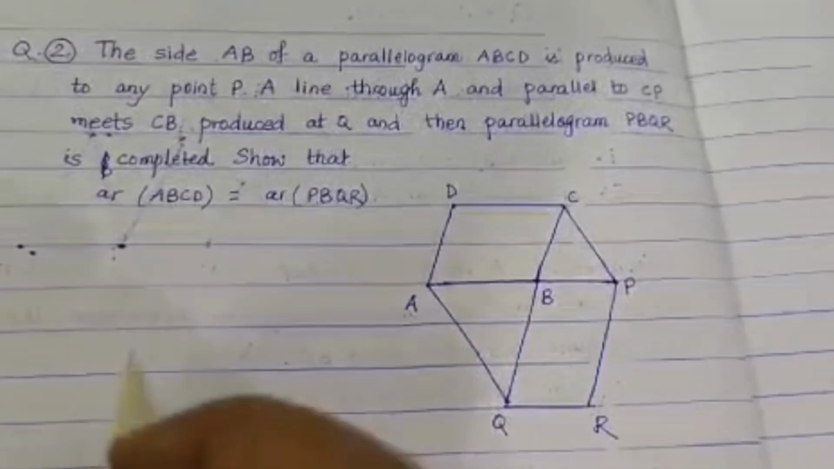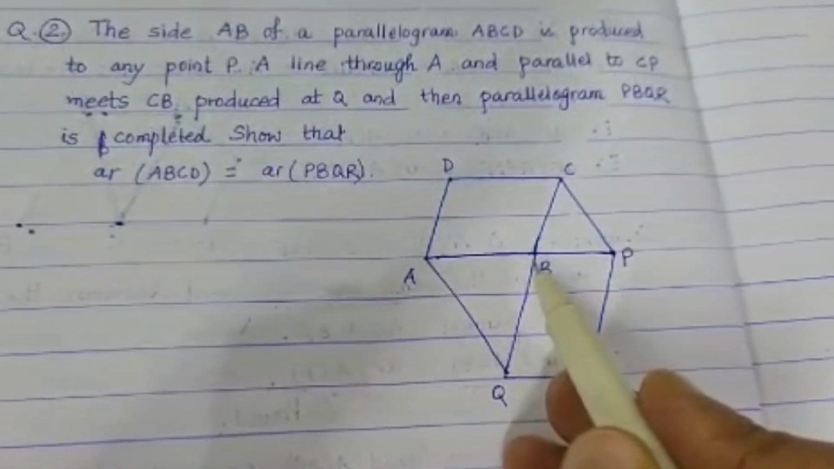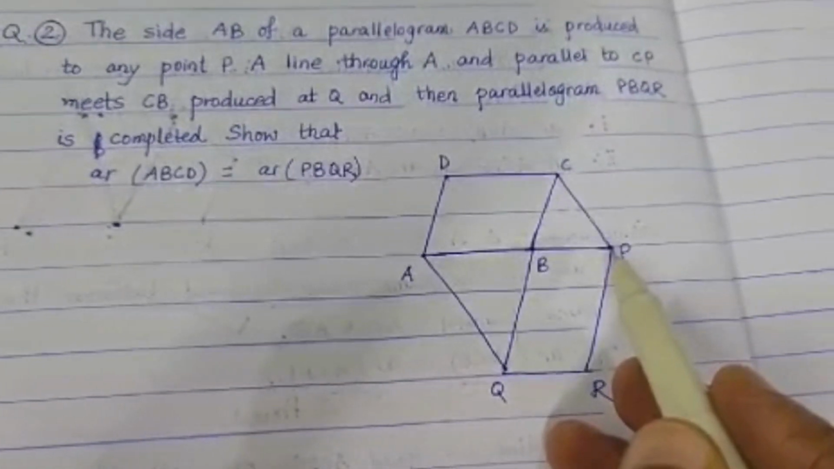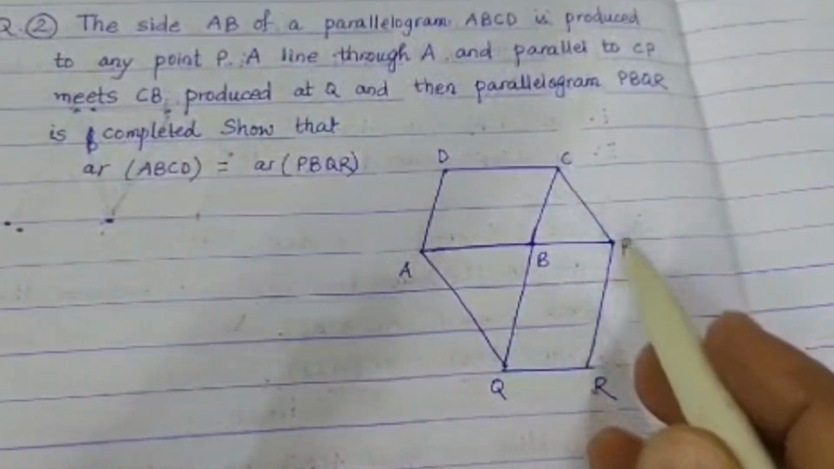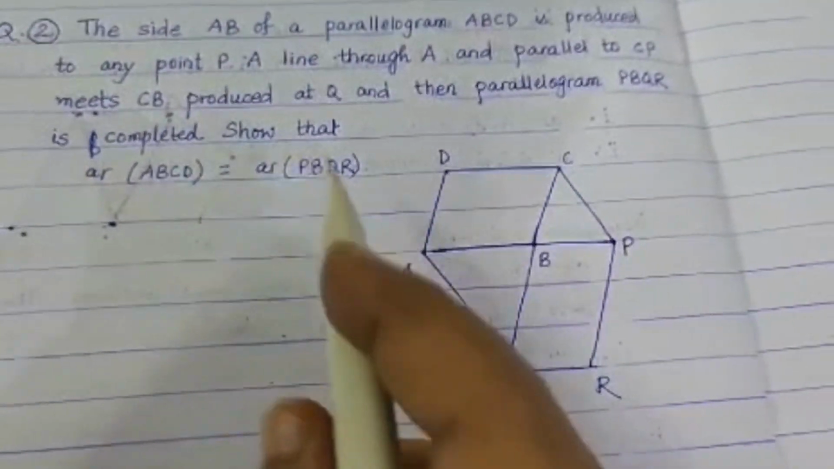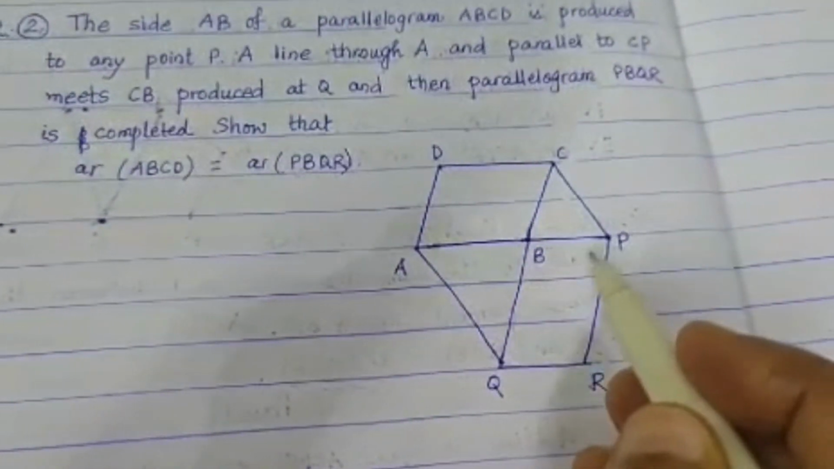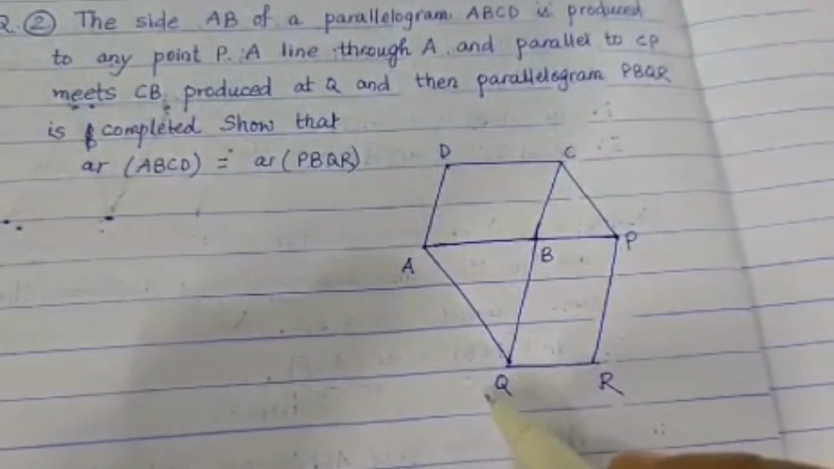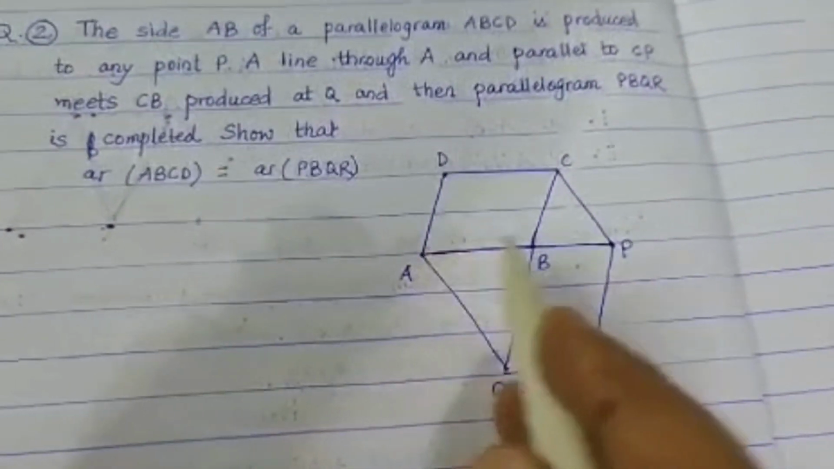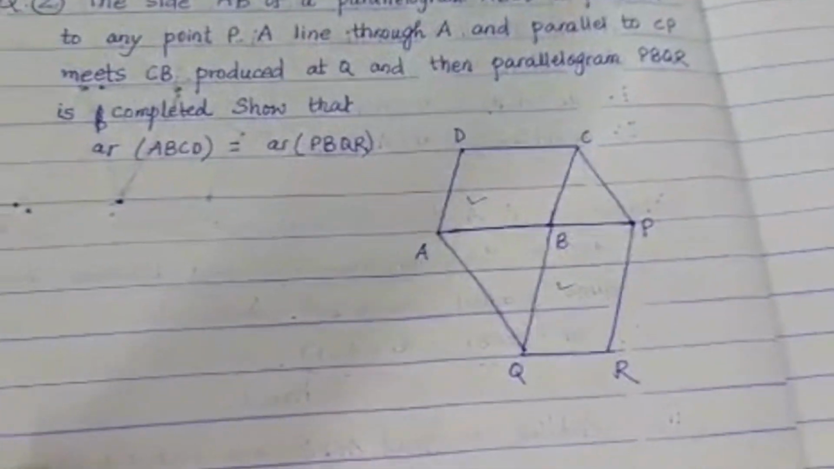Now this is the second question. Let's check it. The side AB of a parallelogram ABCD is produced to any point P. A line through A and parallel to CP, that means this line AQ parallel to CP, meets CB produced at Q. So AQ is parallel to CP, given, and then parallelogram PBQR is formed. We have to prove that area ABCD is equal to area PBQR, meaning these two parallelograms will have equal areas. All right, let's solve it.